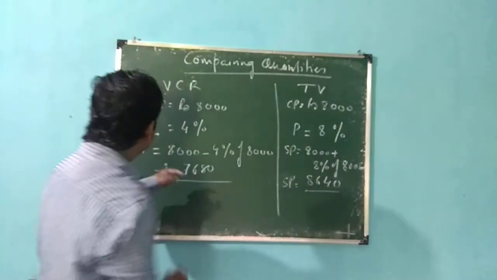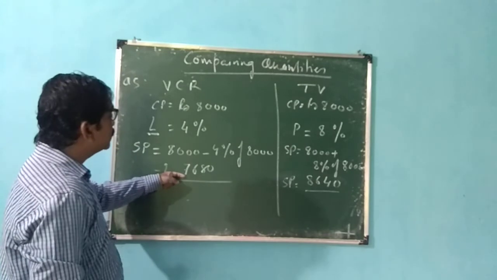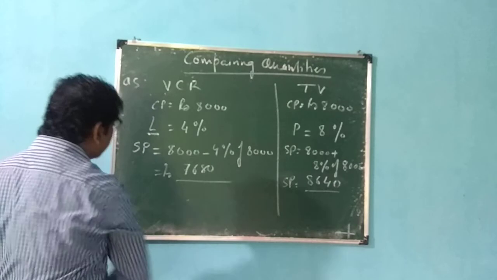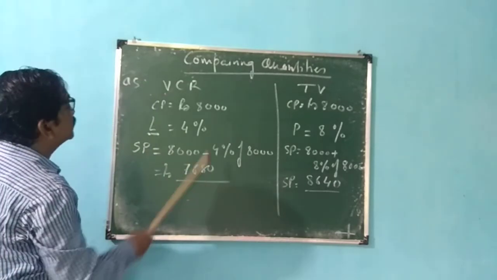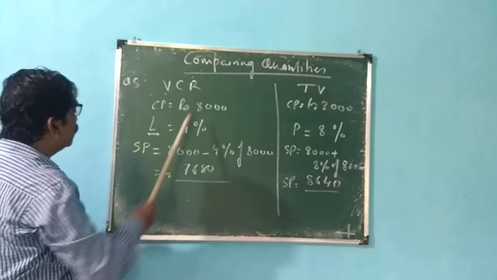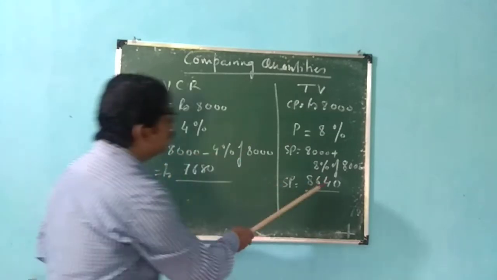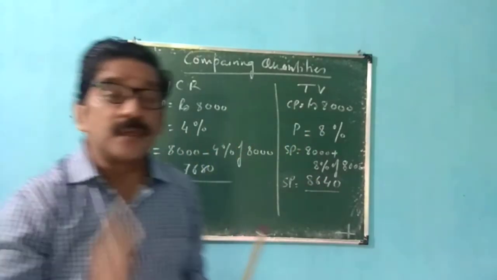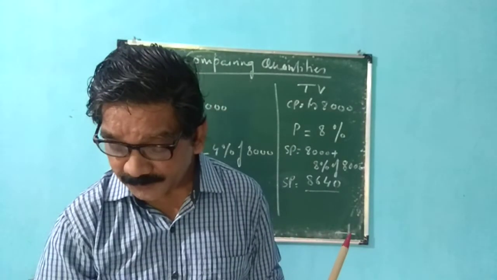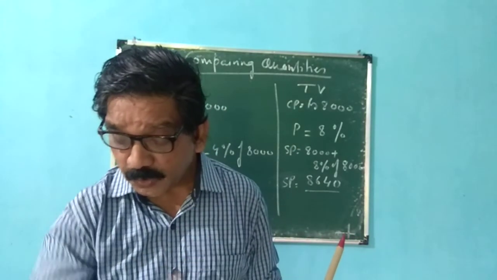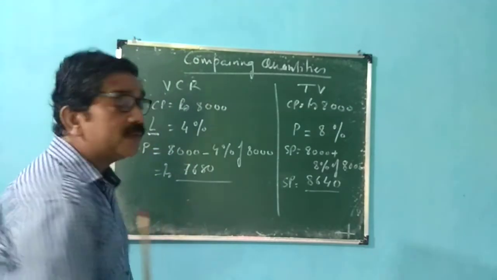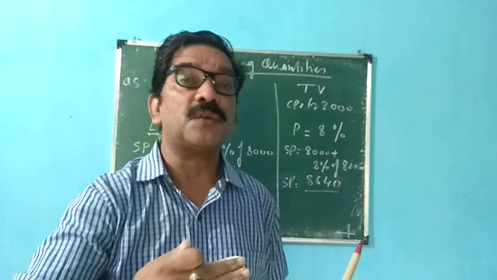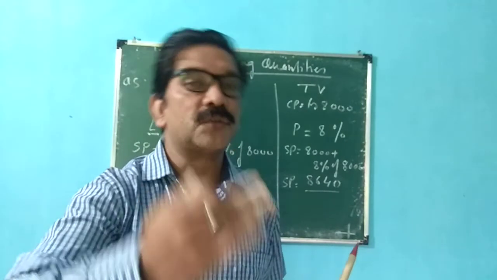Now see, here the selling price is 7680, which is lesser than 8000 because it is loss. But here the selling price is more than the cost price because it is profit. Now we have to find the gain or loss percent on the whole transaction. That means we will find out total CP and total SP. Then we will find out which is more, the total CP or the total SP.